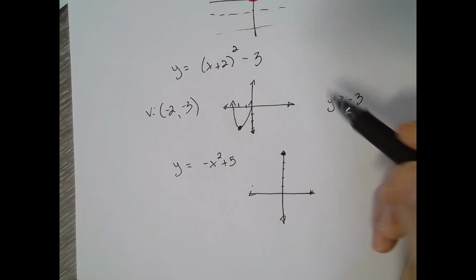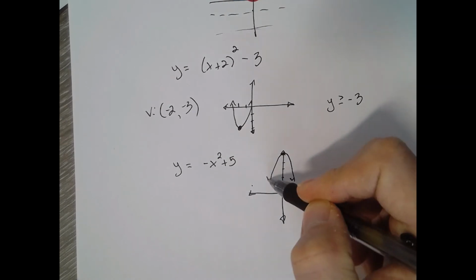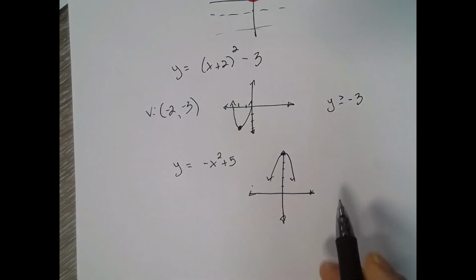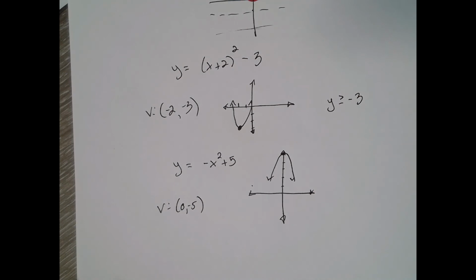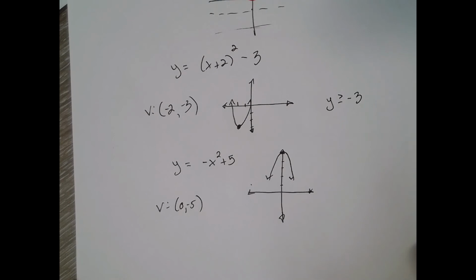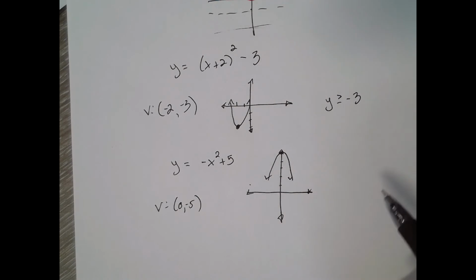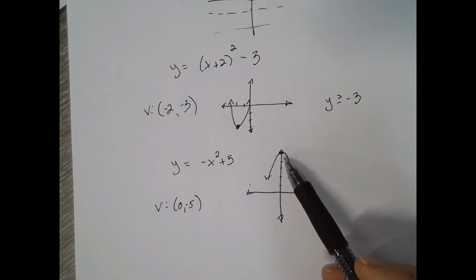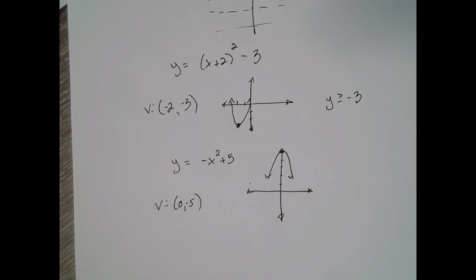Melody, you're right. This is the sketch of it. It opens down and it goes up 5. So the vertex is 0, 5. There's my vertex. Now, what would the range be? What y values are possible? Does that have a high point or a low point on this parabola? Is the vertex the highest point or is it the lowest point here?